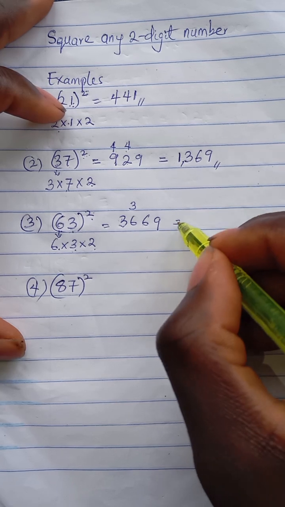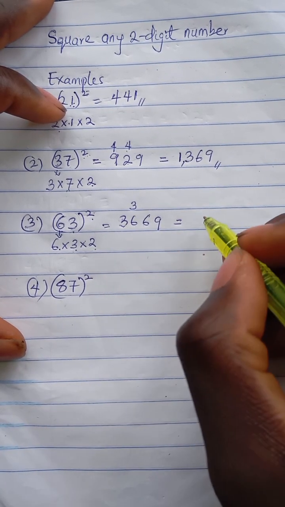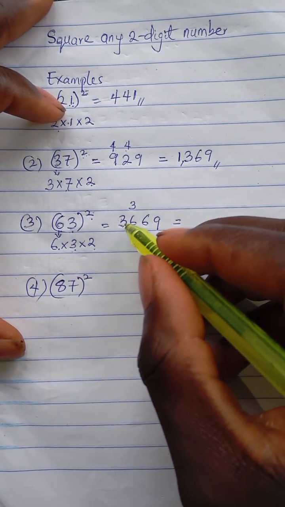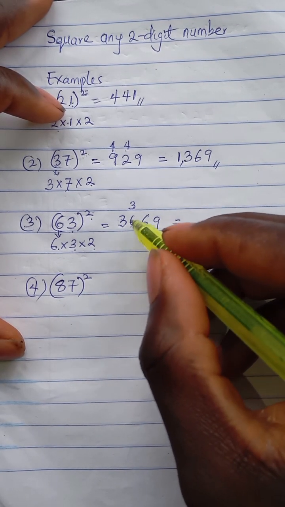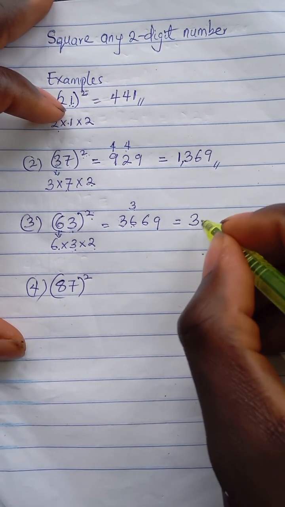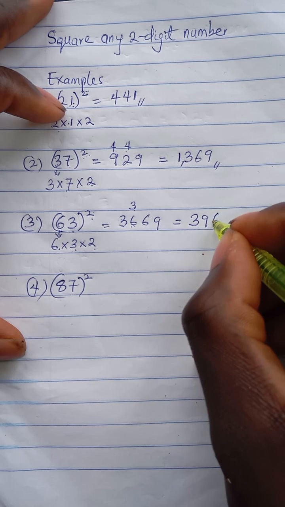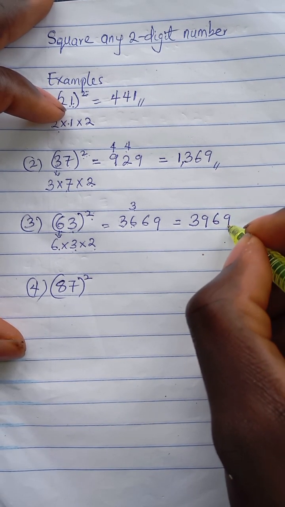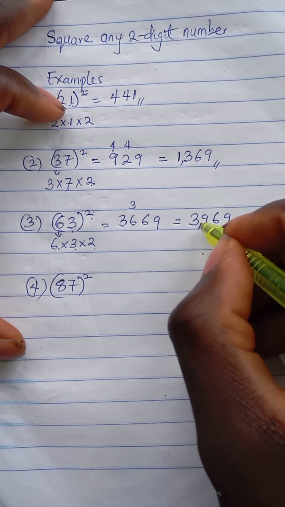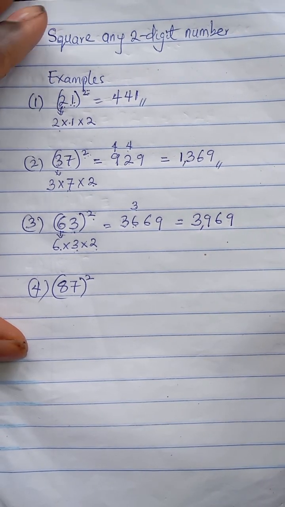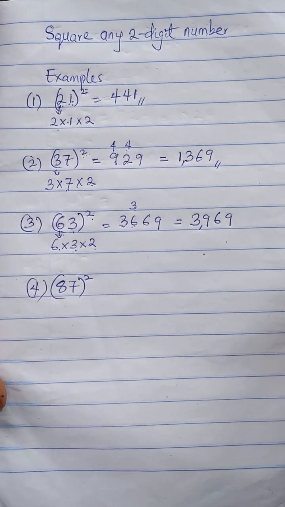Alright, so you begin to add everything you carried over. So we have 36 plus 3, not just 6 plus 3. 36 plus 3 gives us what? 39. You have 6 and you have 9. So the square of 63 is 3,969. Very, very simple and straightforward.